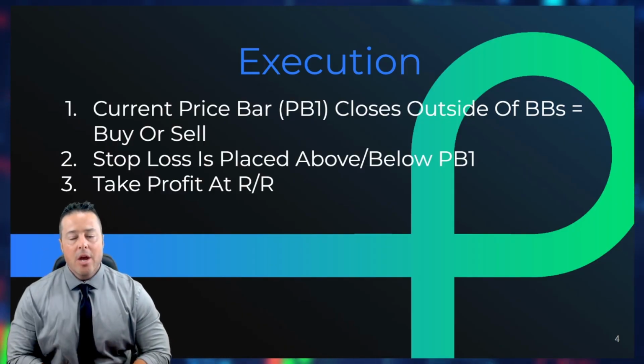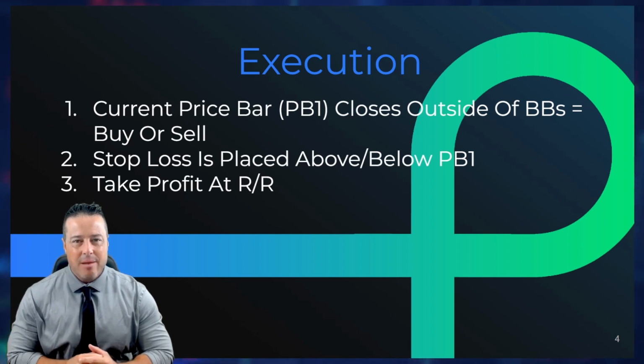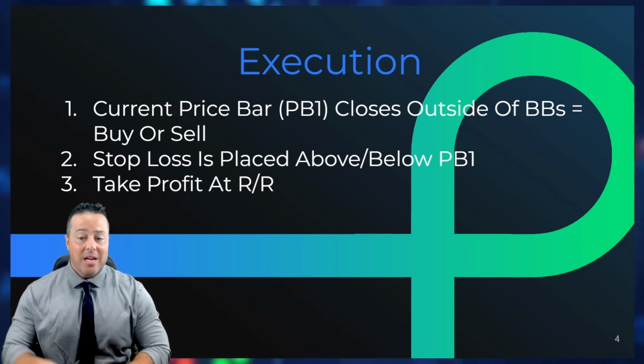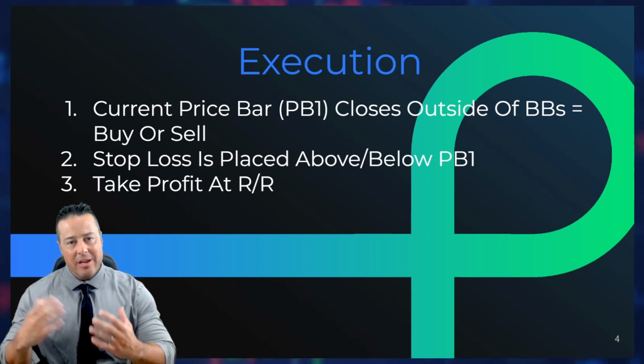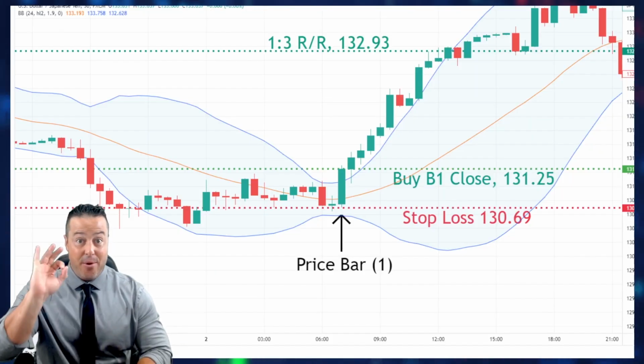We execute. Current price bar, our PB1, as soon as it closes outside of the Bollinger Bands, either to the high or to the low, we buy or sell accordingly. A stop loss is placed above or below PB1's range. And then we look at a take profit at a fixed risk versus reward, point and click, 3 basic steps.